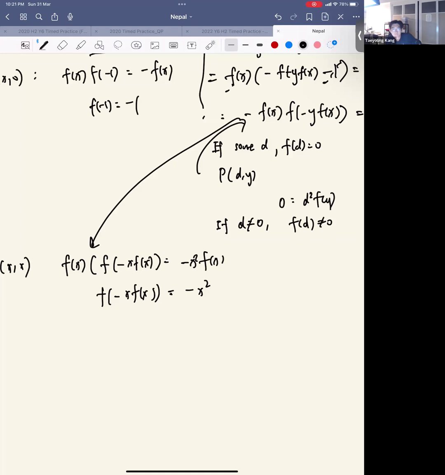So from here, if f(a) is equal to f(b), it must imply that a is equal to plus minus b. Do you guys all agree with this?